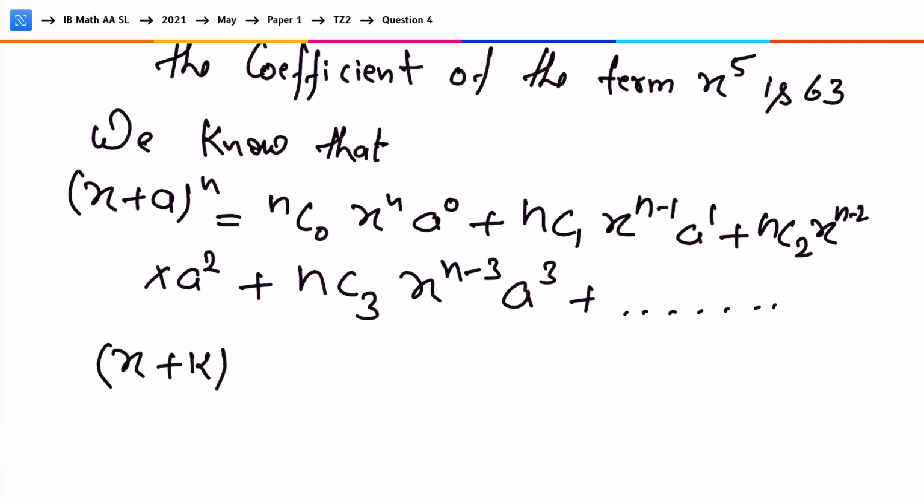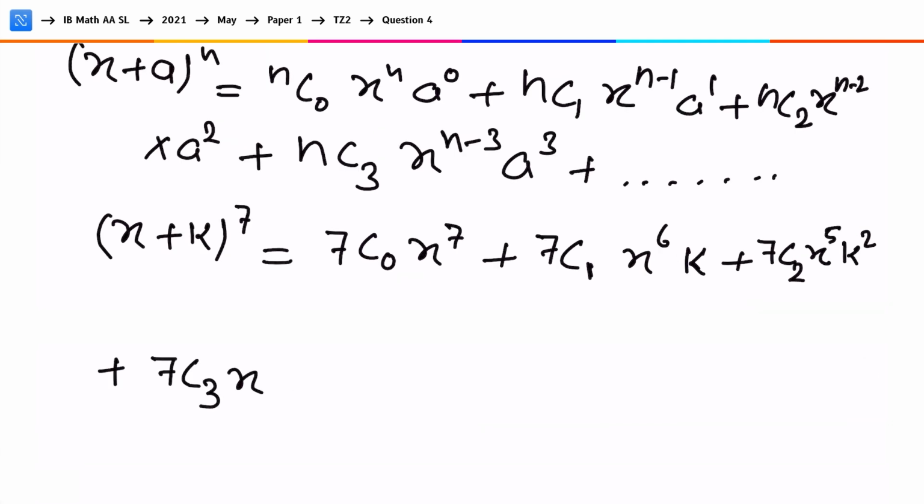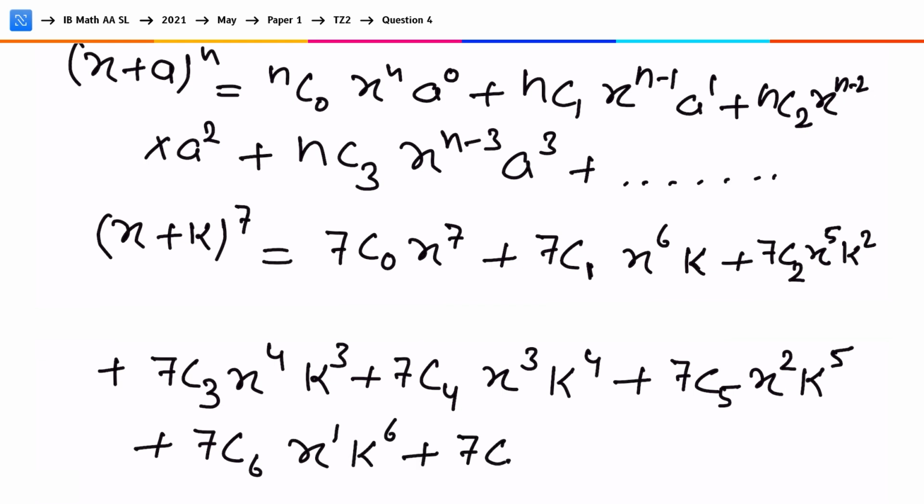Now (x + k) to the power of 7 is equal to 7 choose 0 multiplied by x to the power of 7, plus 7 choose 1 multiplied by x to the power of 6 multiplied by k, plus 7 choose 2 multiplied by x to the power of 5 multiplied by k to the power of 2, plus 7 choose 3 multiplied by x to the power of 4 multiplied by k to the power of 3, plus 7 choose 4 multiplied by x to the power of 3 multiplied by k to the power of 4, plus 7 choose 5 multiplied by x to the power of 2 multiplied by k to the power of 5, plus 7 choose 6 multiplied by x multiplied by k to the power of 6, plus 7 choose 7 multiplied by x to the power of 0 k to the power of 7.